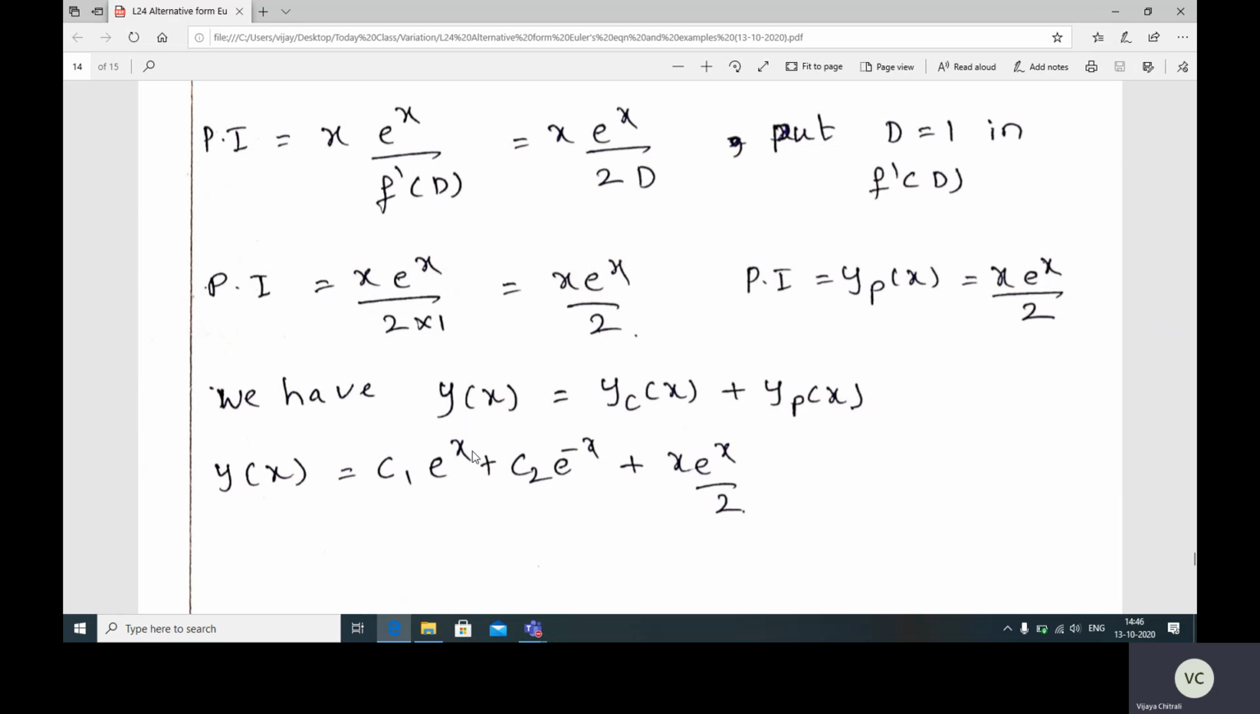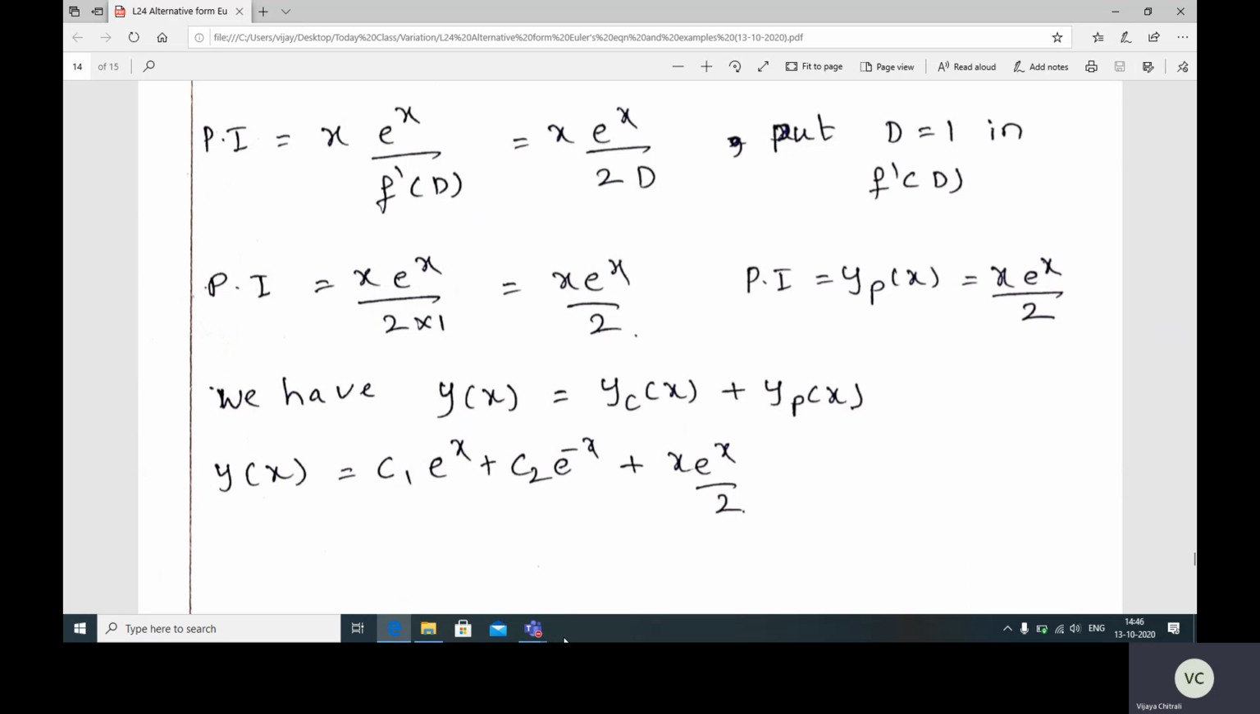Now we have the general solution. Y of x is equal to yc of x plus yp of x. So y of x is equal to c1 e raised to x plus c2 e raised to minus x plus x e raised to x divided by 2. So this will be the required solution.